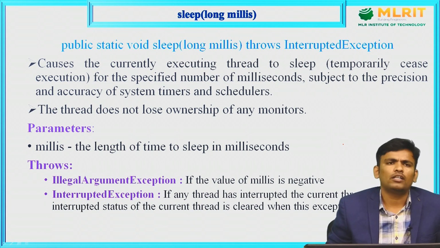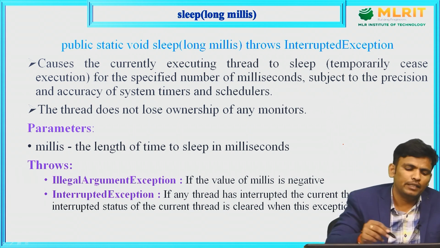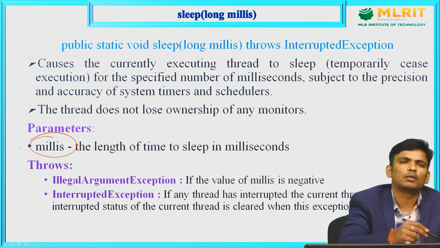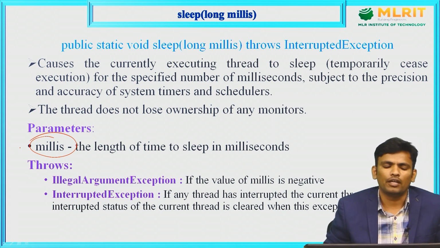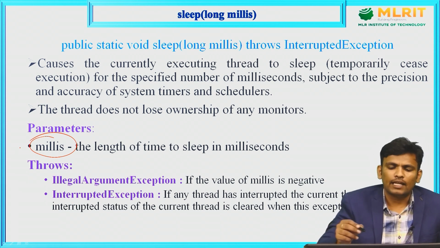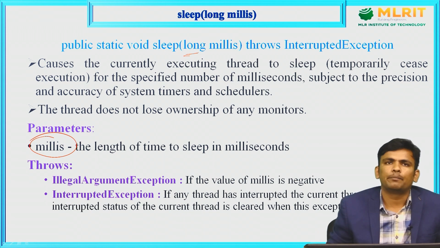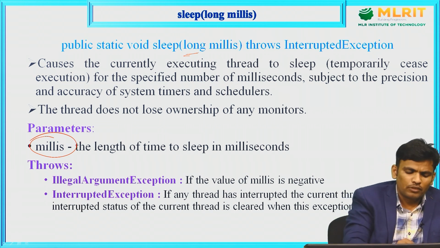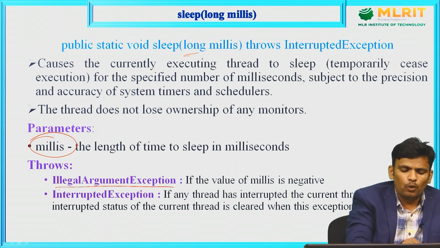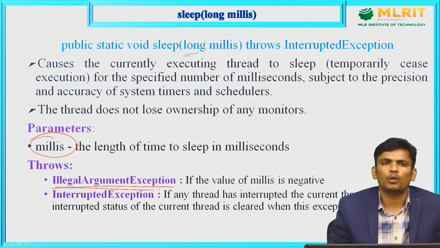And so what parameters do we need to pass here? We need to pass the milliseconds. The milliseconds is long type data only that you need to pass. Suppose if you are passing any other type, it will throw a compile time error. Now here it will generate one more exception, that is the IllegalArgumentException.